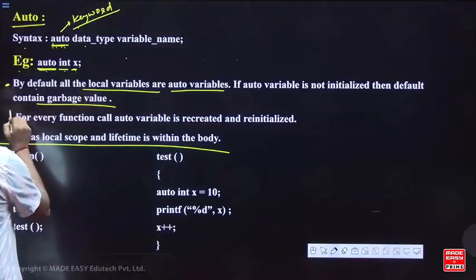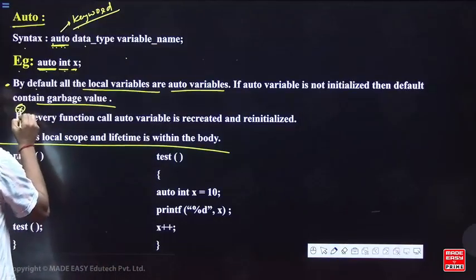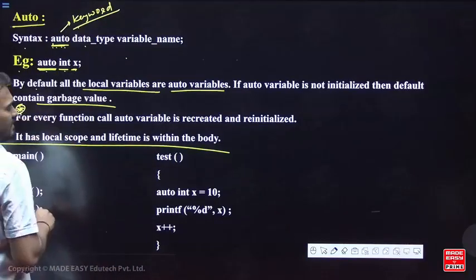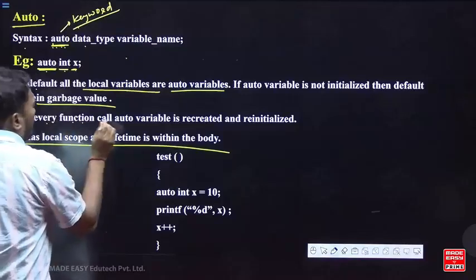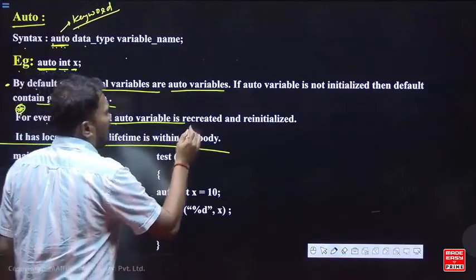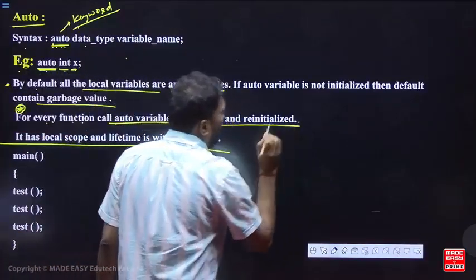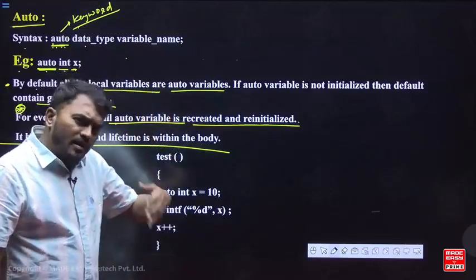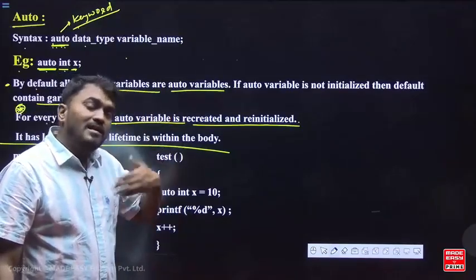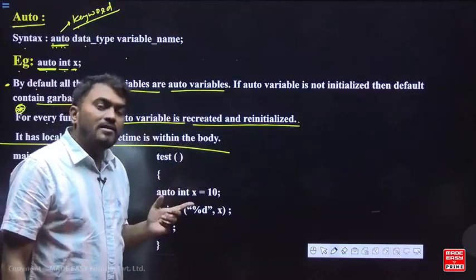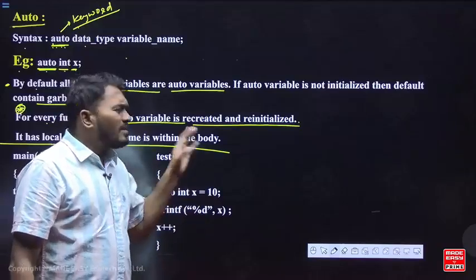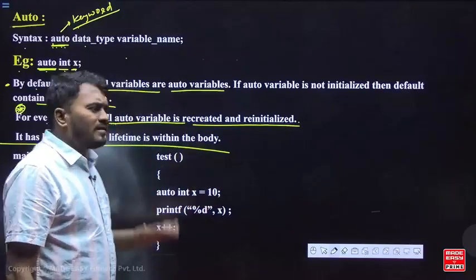This is an important point, and you should remember it. Listen carefully. For every function call, an auto variable is recreated and reinitialized. That is an important point. What is the meaning of this? You will understand that.